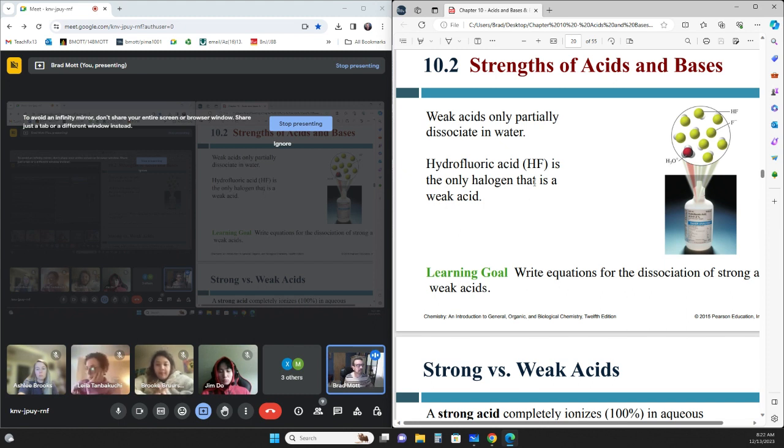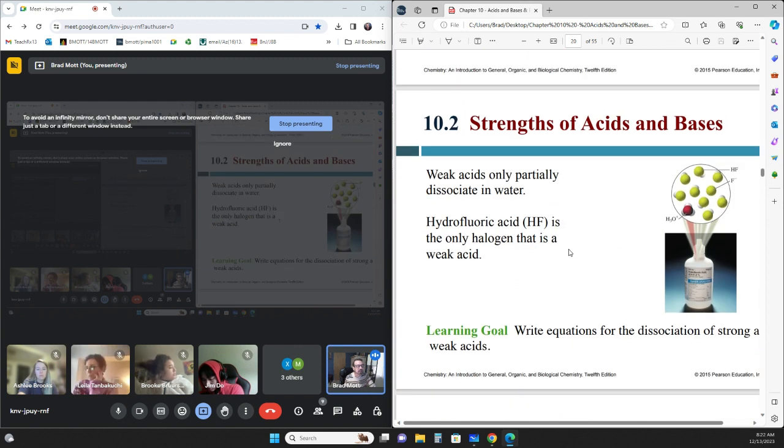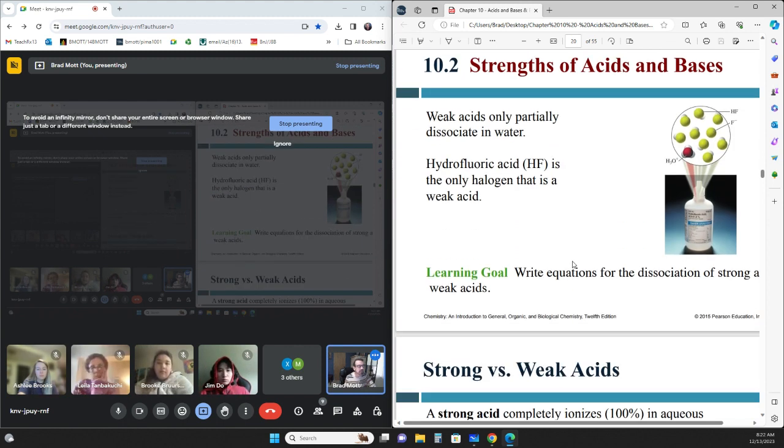So we've already seen hydrofluoric acid, looked at it as a Bronsted-Lowry acid. Okay, it is a halogen. That should ring some bells. And it is a weak acid. The rest of them are strong.